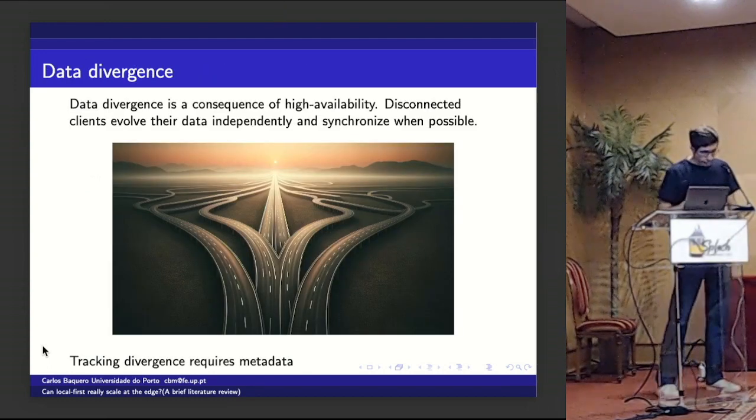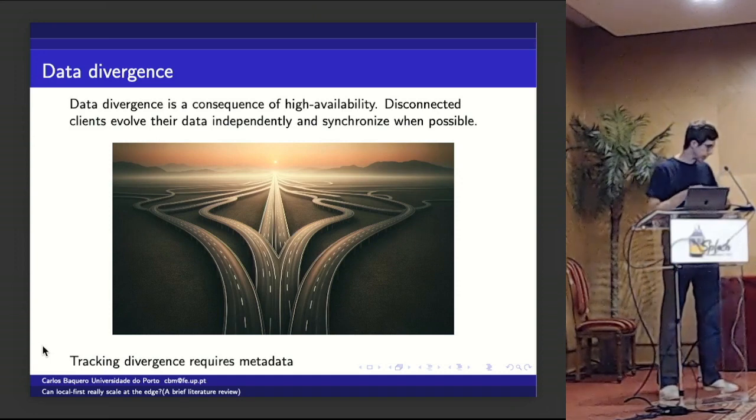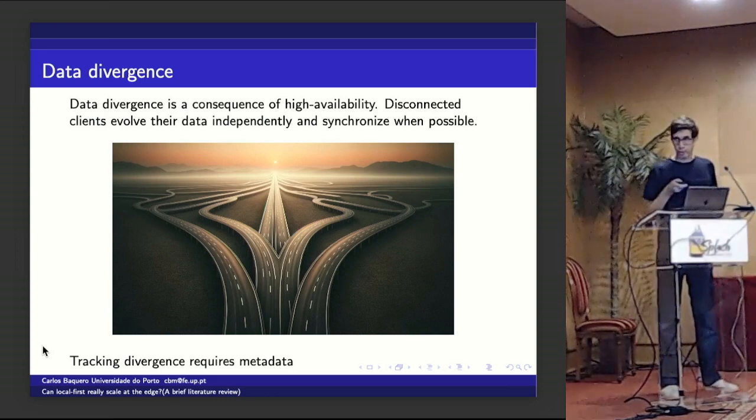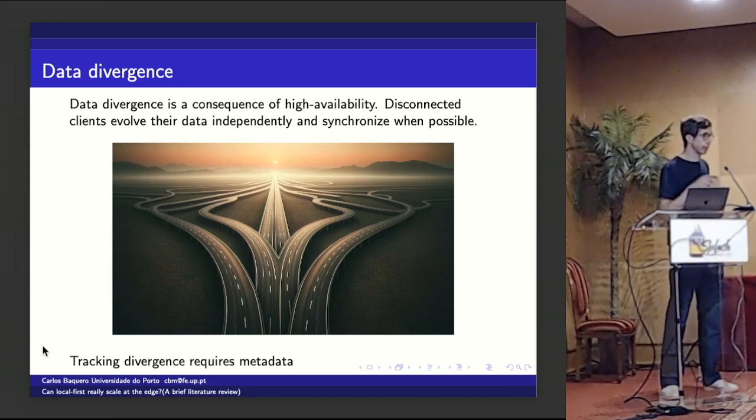So, you all know from the CAP theorem that there is this tension between consistency and data availability. And in order to have high availability, we need to accommodate for divergence. And this is what we get also in local first, as we have seen in the previous talk. So disconnected clients can evolve their data independently and synchronize when possible. And we might have this fork join model where it's quite messy. But tracking divergence, okay, it's interesting, but it requires metadata. So I'll talk a bit about the impacts in terms of metadata.